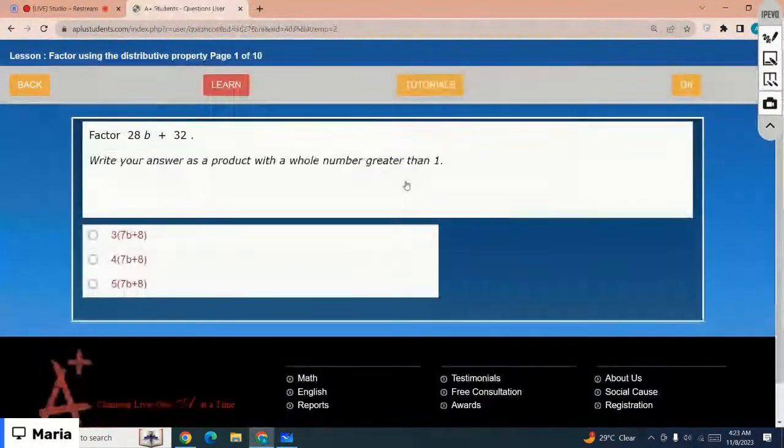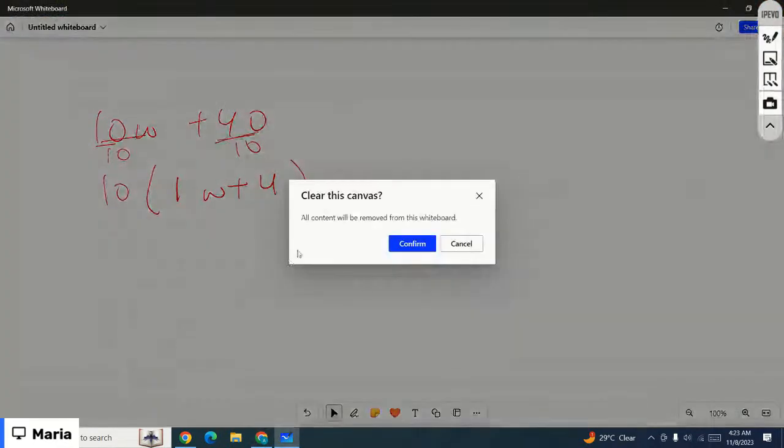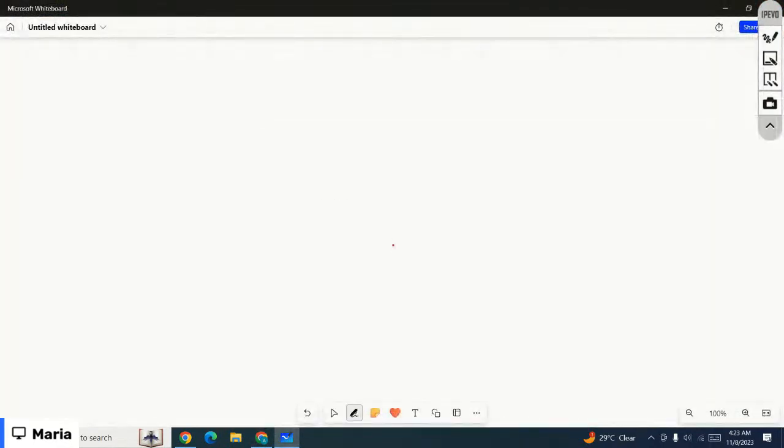We have to look for a common number. Okay, 28b plus 32. So you have to find a common number. Common number means the number that can divide both 32 and 28. So which is the correct option? 8 times 4 is 32 and 8 times 3 is 24. Okay, 4 times 7 is 28 and 4 times 8 is 32, right? So 4 is the common number.